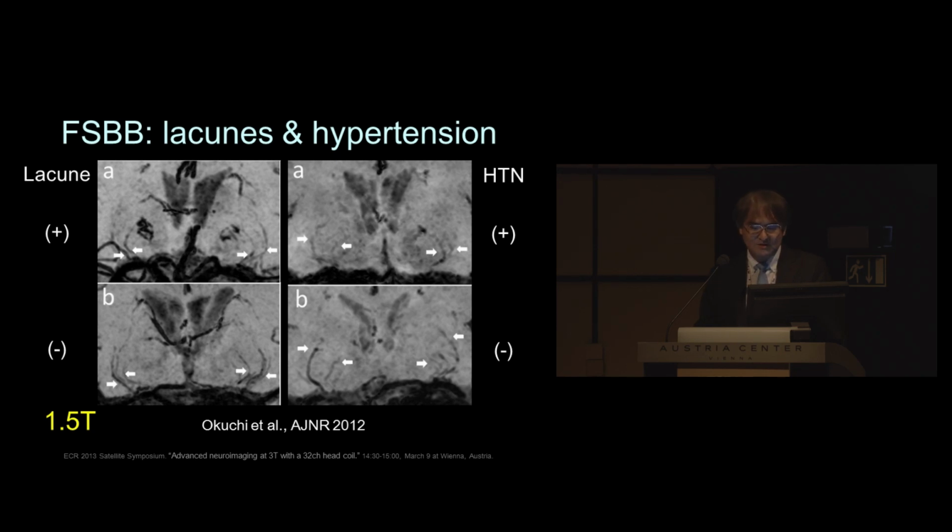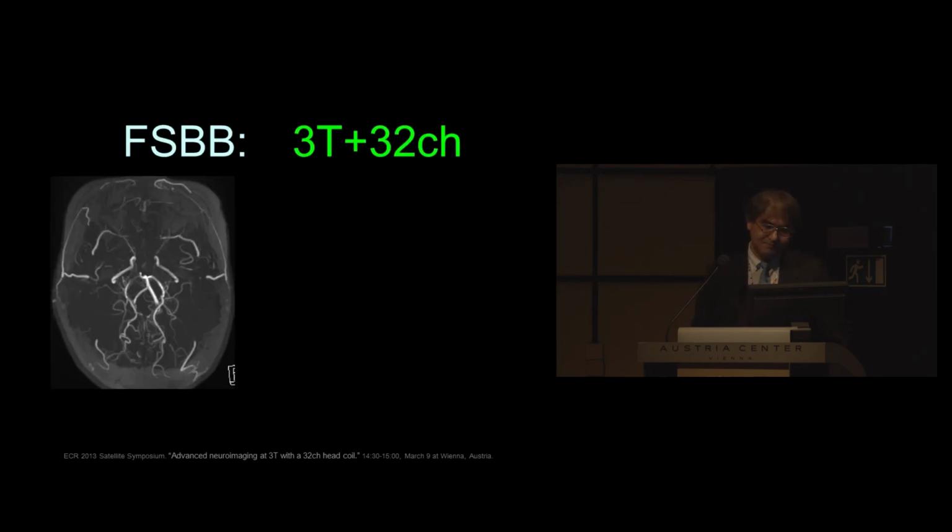So what is the difference between hypertensive and normotensive observed in this FSBB? In that case, length is much shorter in the case of hypertension. So in the lacunar case, the number is reduced, and in the case of hypertension, the length is reduced. That kind of significant difference could be observed at 1.5T.